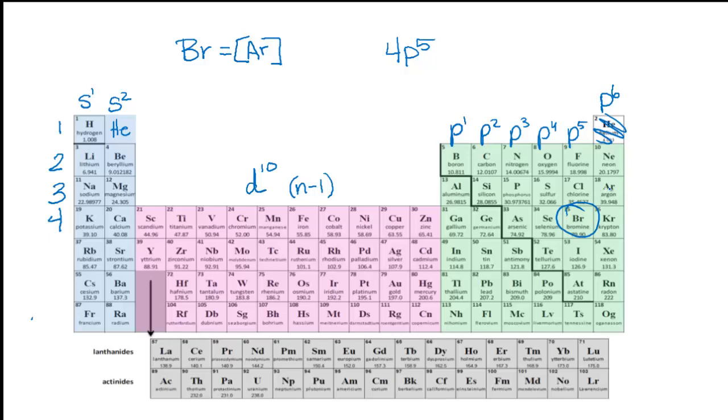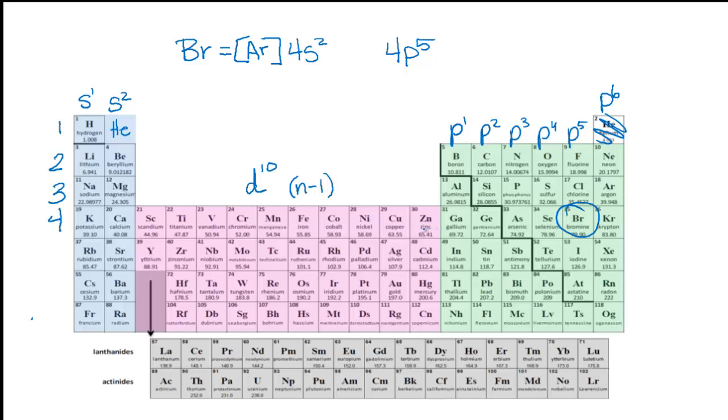Now I pick up where argon leaves off. Argon's atomic number is 18, so I go down to 19, which is potassium. This is in period 4, and these are the S subshell. I need both of them, so I'm going to write 4s2. Now I end up in the D subshell as I'm working my way across.